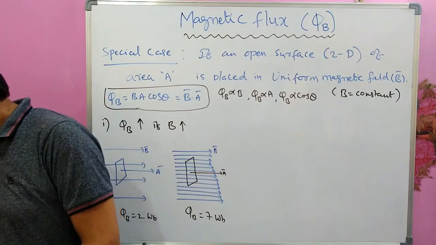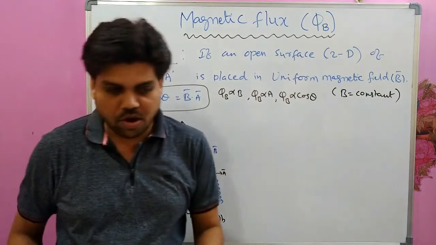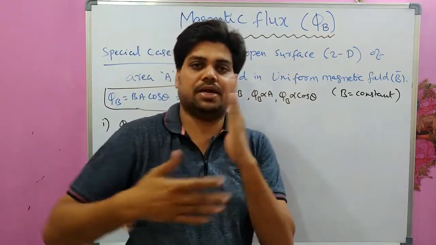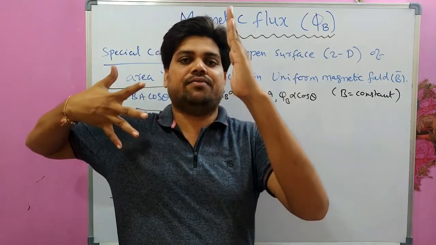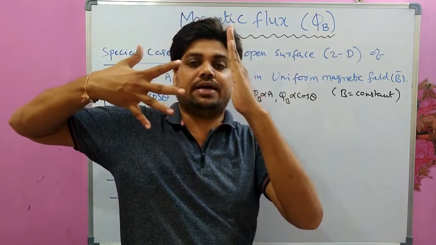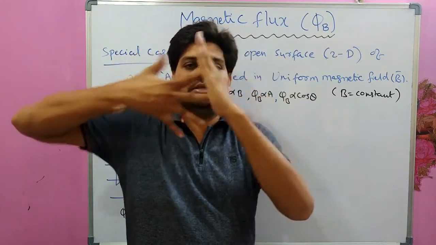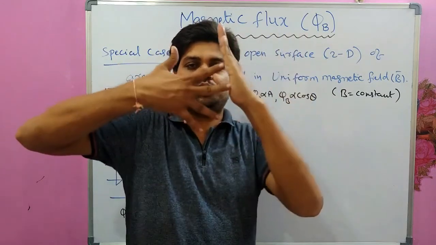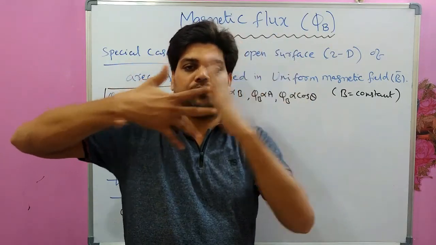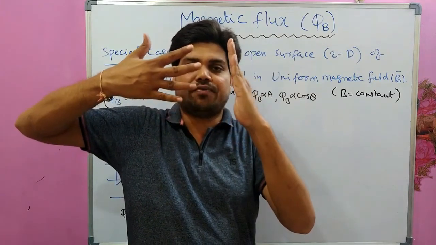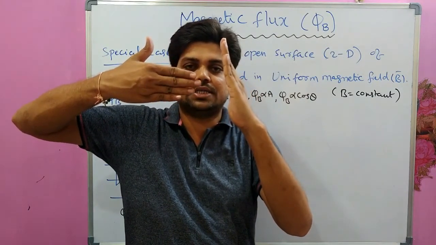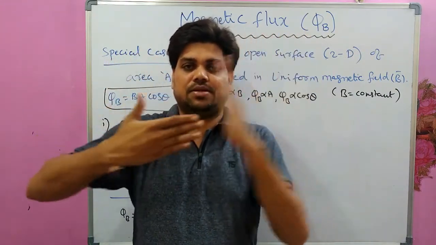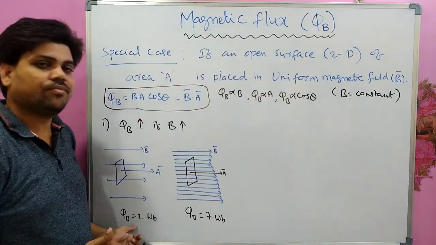See, for example, I have a small surface placed in the magnetic field. Magnetic field direction is this way, towards my left, right? And if my magnetic field lines are in this way, you can see only two lines are crossing this surface. Only two, right? Now, if my magnetic field lines are closer to each other like this, now 4 lines are passing through it with the same surface. The magnetic flux is increased, right?